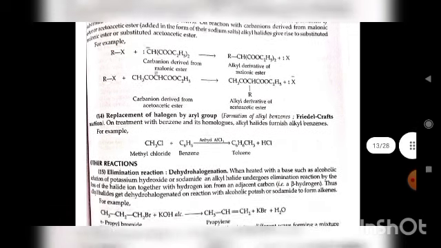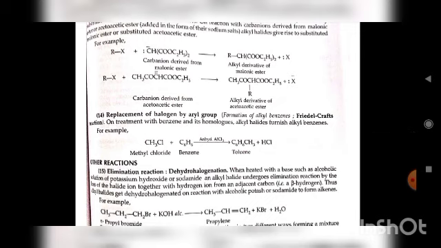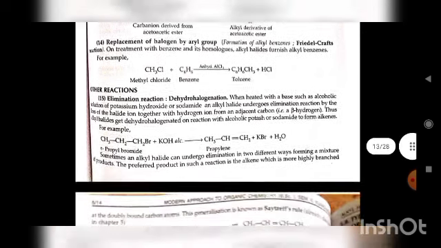Replacement of halogen by aryl groups. Formation of alkylbenzenes: Friedel-Crafts reaction. On treatment with benzene and its homologues, alkyl halides furnish alkylbenzenes. For example, methyl chloride with benzene in presence of anhydrous AlCl3 gives toluene.